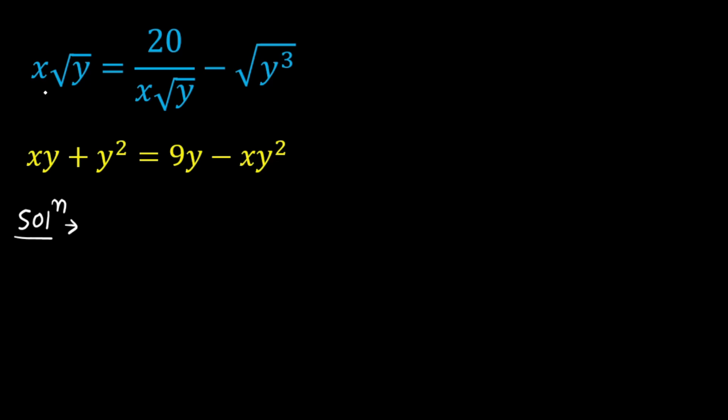Hello students, in this video we are going to solve x times square root of y equals 20 over x times square root of y minus square root of y to the power 3, and x times y plus y square equals 9 times y minus x times y square. We will find the value of x and y where x and y both belong to the real numbers. Let us call the first equation number one and the second equation number two.